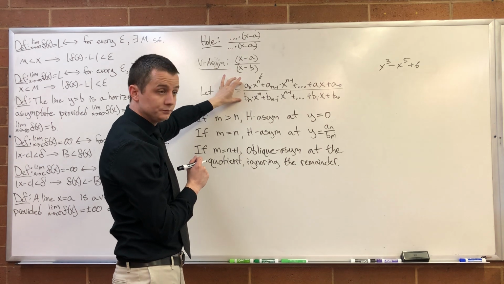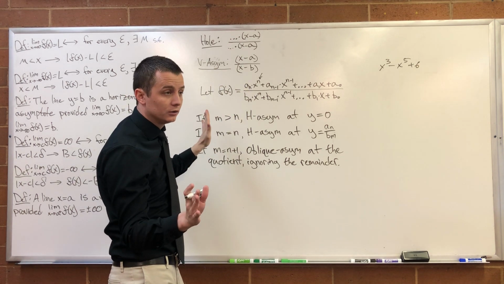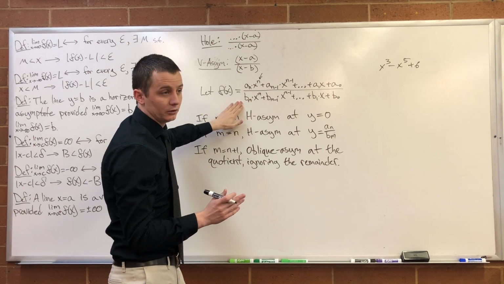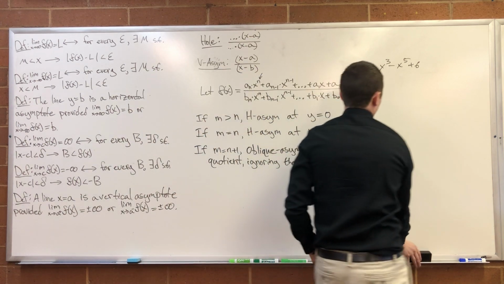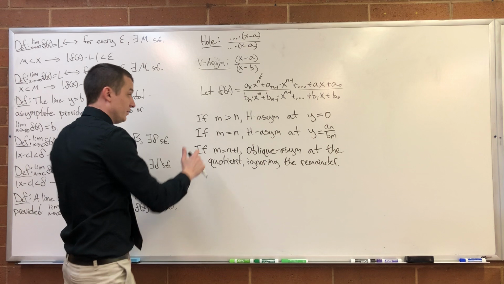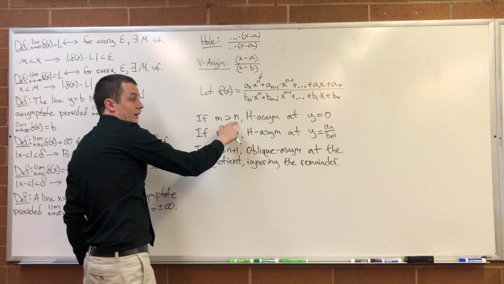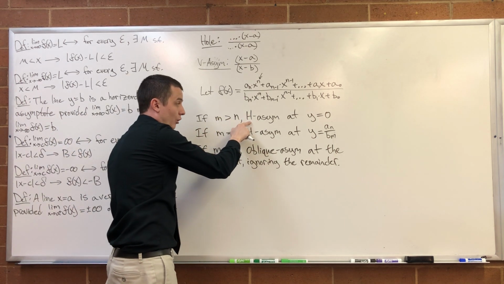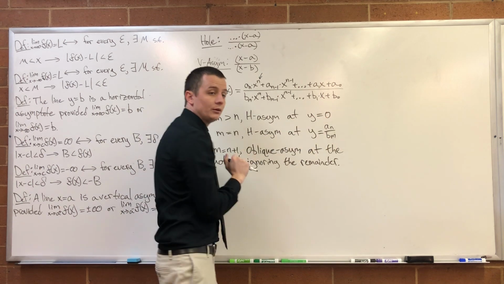So two polynomials. Maybe they're the same degree, maybe they're not. Maybe this one's bigger degree, maybe this one's bigger degree. We're going to look at all the cases we're interested in. So, three things to look at. If m is bigger than n, then it has a horizontal asymptote at y equal to 0.